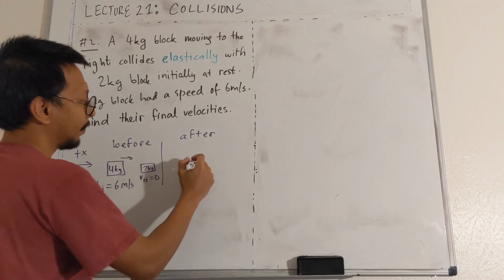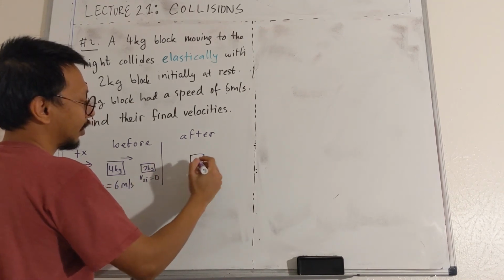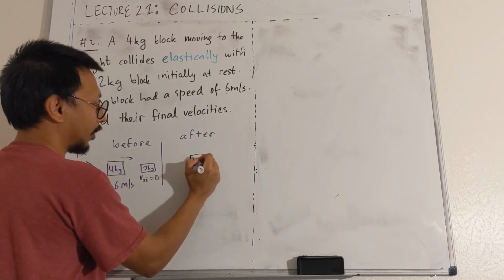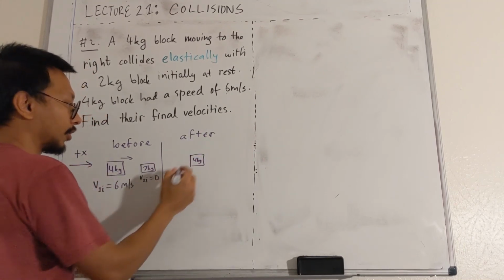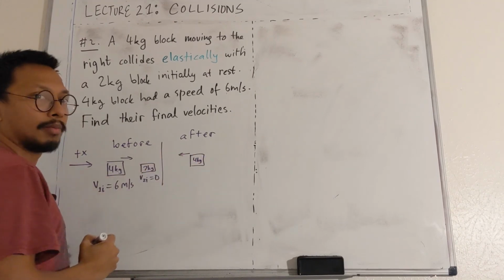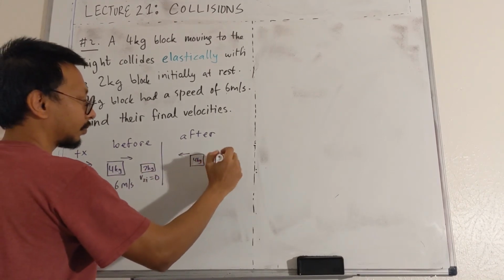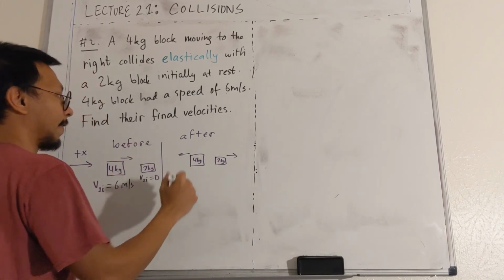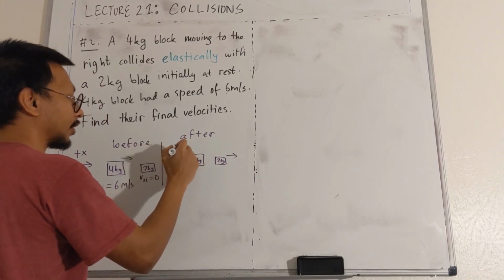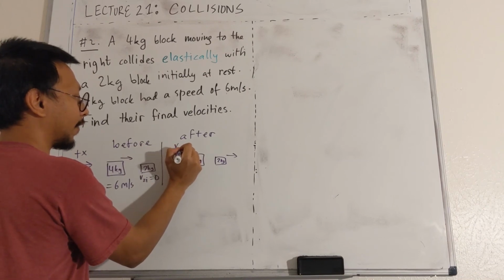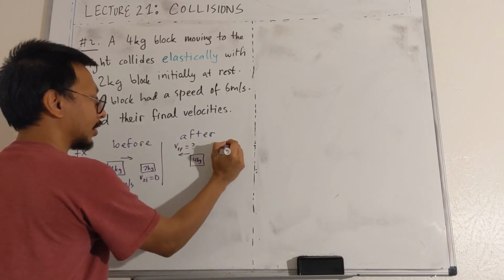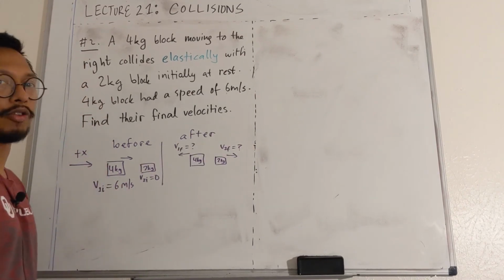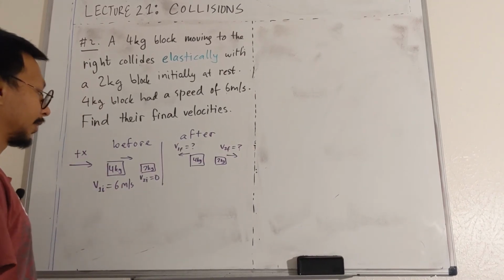What happened after? After, let's say, they bounced off of each other. So the 4 kilogram box bounced off and the 2 kilogram block bounced in this direction. And we want to know what are these velocities. So this is v1 final, we don't know what this is. This is v2 final, and we also don't know what this is. So how to find these velocities?